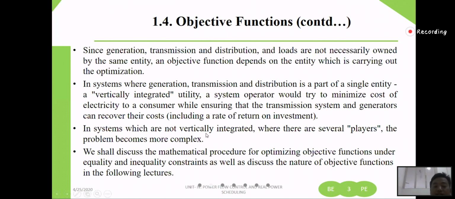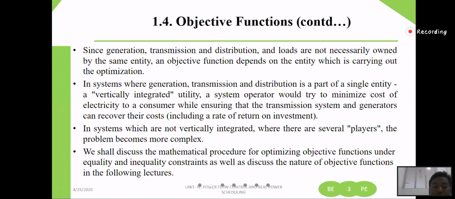But in a system that is not vertically integrated, meaning the generation company is different, the transmission company is different, and the distribution company is different, it becomes very, very complex. There are several players involved. Generation will say something, distribution will say another thing, transmission will say another thing. So we will face problems in the optimization. Don't worry about this. Just know that if there is a single entity, it is very easy to carry out the optimization. If multiple players are involved, then optimization will be very complex.